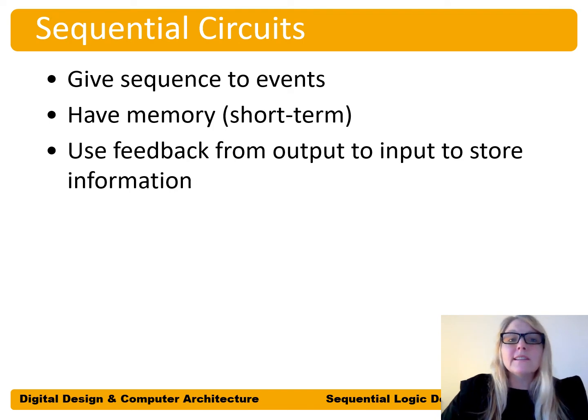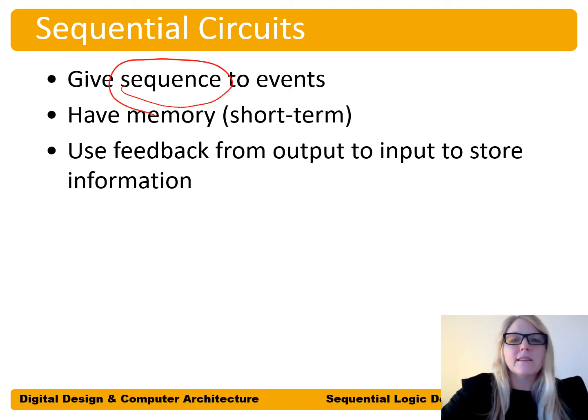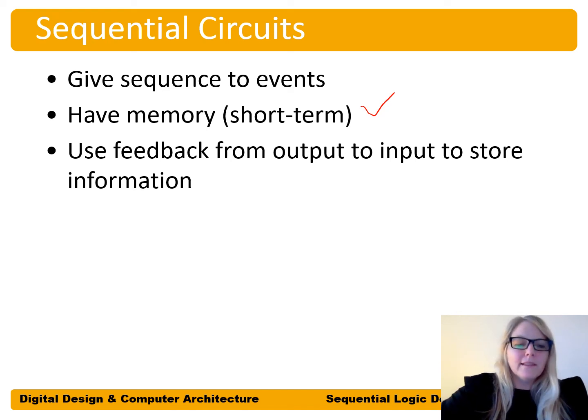So sequential circuits give sequence to events. So that's why they're called sequential circuits. There's some sequence, like the code we talked about, 315. We need to know a sequence of those events. First detect the 3 input, and then the 1 input, and then the 5 input. So that's the sequence that we're looking for. These circuits have memory, not infinite memory, but short-term memory, remembering the prior inputs. And the way that they have memory is by using feedback from the output to the input to store information. And the information that's stored is bits.